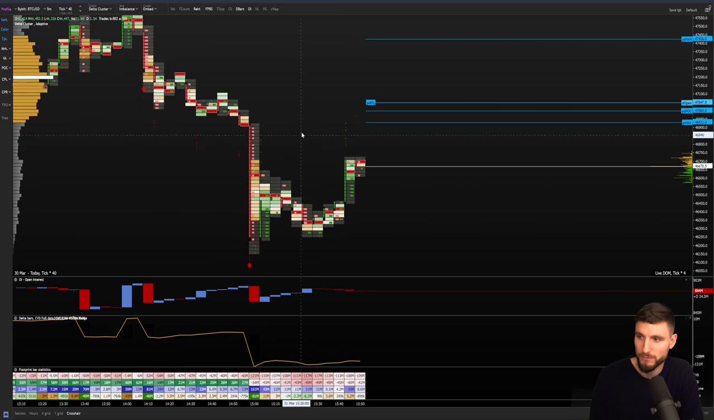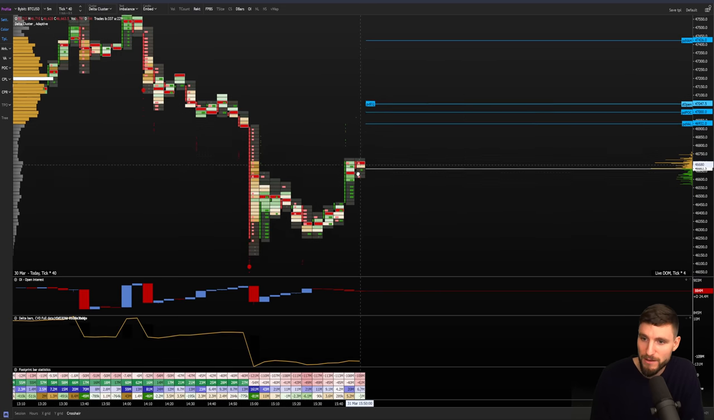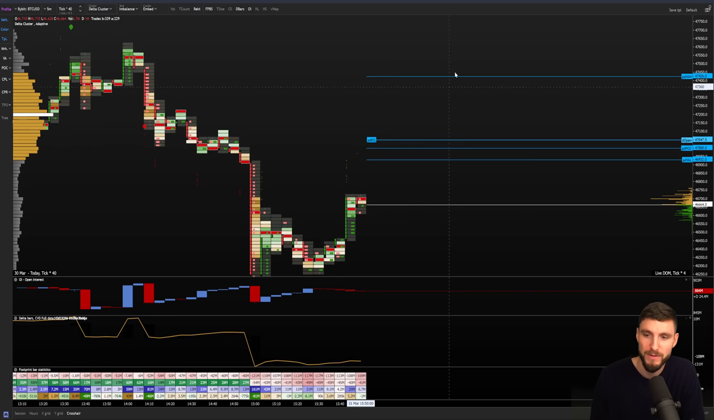I would personally be looking for around that 47K. Why 47K? It's an SR level, the VAL of the overall range that we were trading. You also have the PD VAL, the PD POC, the daily open and the PD EQ. Come on, this is such a significant level. Of course, if we can reclaim that, in my opinion, yes, it's bullish.